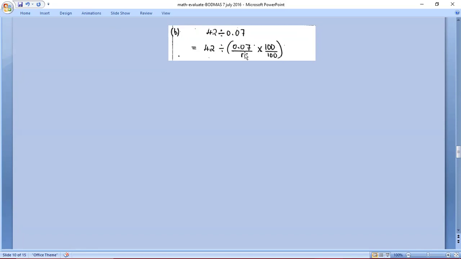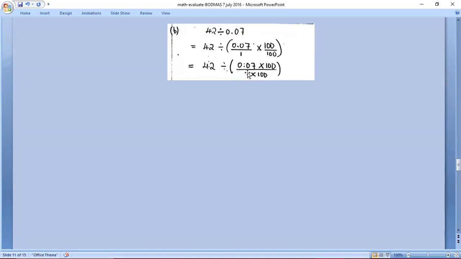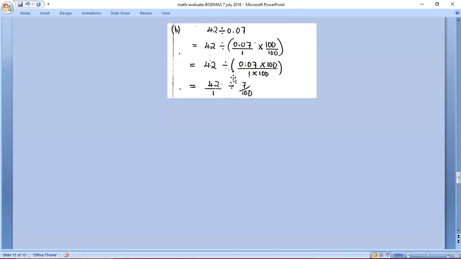The number of zeros that we include will depend on the number of decimal places. So we do that. 0.07 times 100 will give you 7. Notice I've also formulated a fraction out of this 42. I've made it a fraction: 42 over 1. Then this 100 multiplies with the 1 that I introduced to make it a fraction. Numerator multiplies with numerator, denominator multiplies with denominator, and this will give you 7 over 100.